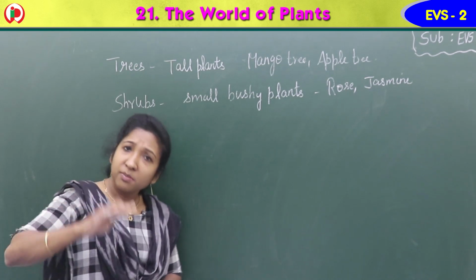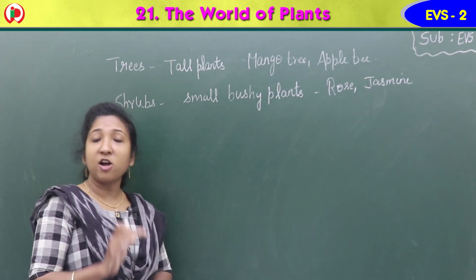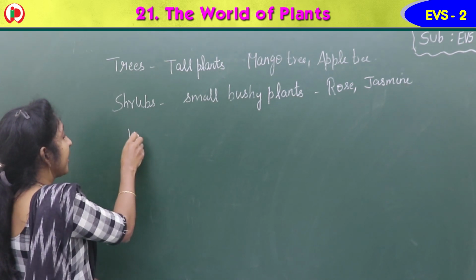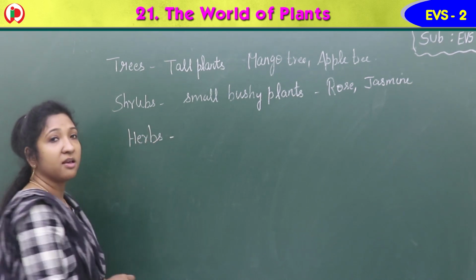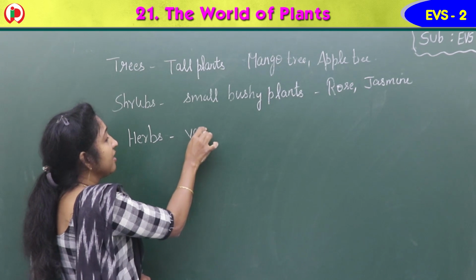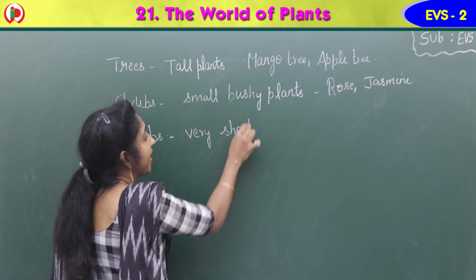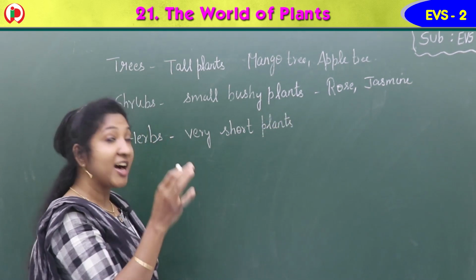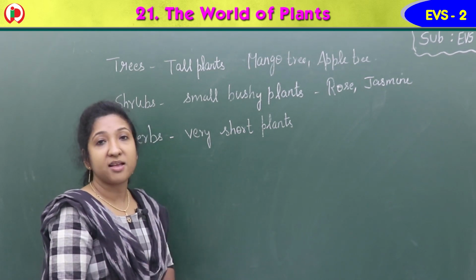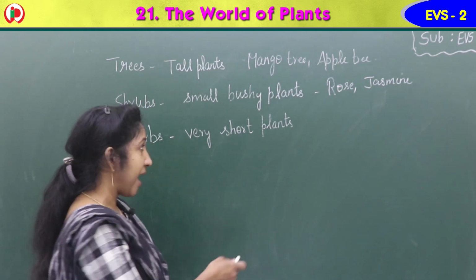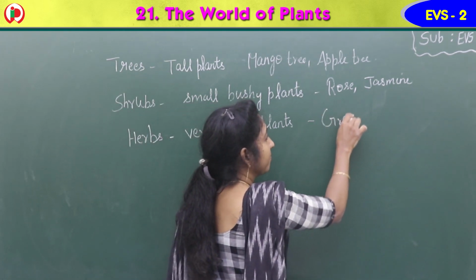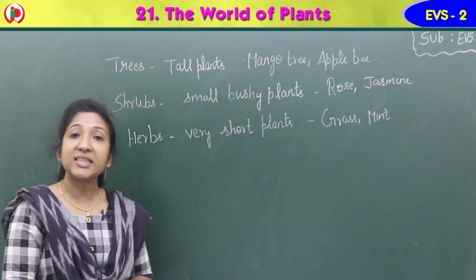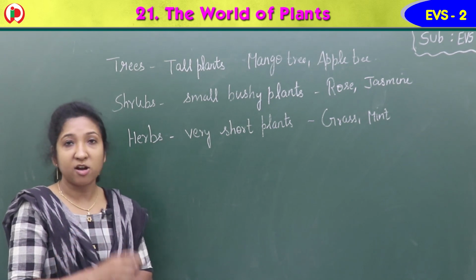Then we learned about very small plants or short plants. They are, yes, they are herbs, H-E-R-B-S, herbs. Very short plants, we say, very short plants. They are shrubs, sorry, herbs. Very short plants are herbs. Examples, grass, mint, tulsi. They are all examples of herbs. They are very short or very small.